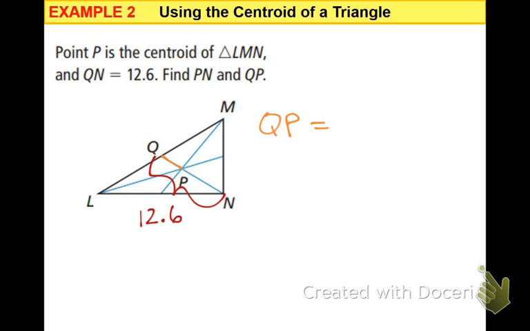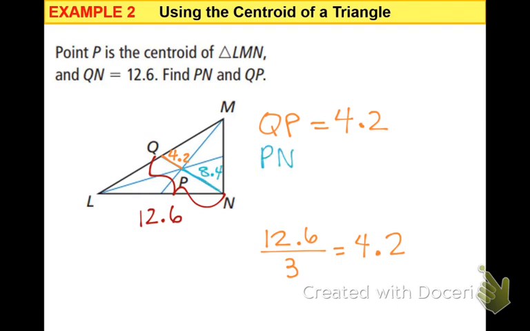So if I want to find the 1/3, I need to divide the whole line, which would be 12.6, and I need to divide it by what number? 3. What's 12 divided by 3? 4. And what's 6 divided by 3? 2. So that means QP is 4.2. So if my 1/3 is 4.2, how do I find my 2/3? Multiply it by 2. So then I get PN is 8.4.